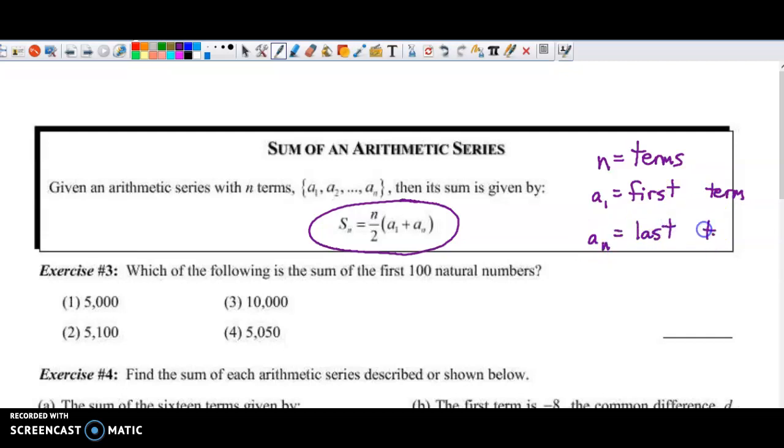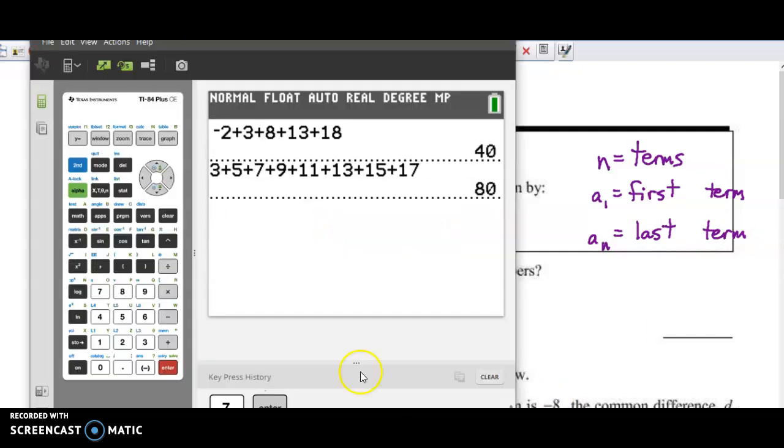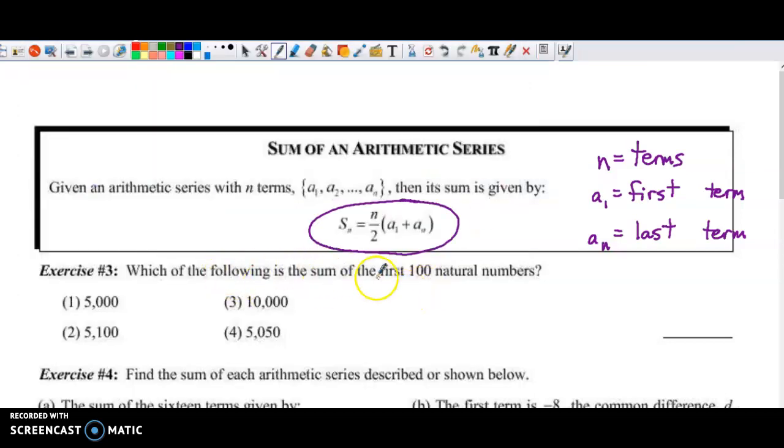And you might be sitting there and saying, well, Mr. Igby, you just did all of the problems with a calculator, and just add them all together. And I said, well, yeah, you could do that, and it's not too bad if there's only 8 numbers. But what if I asked you to add the first 100 natural numbers?